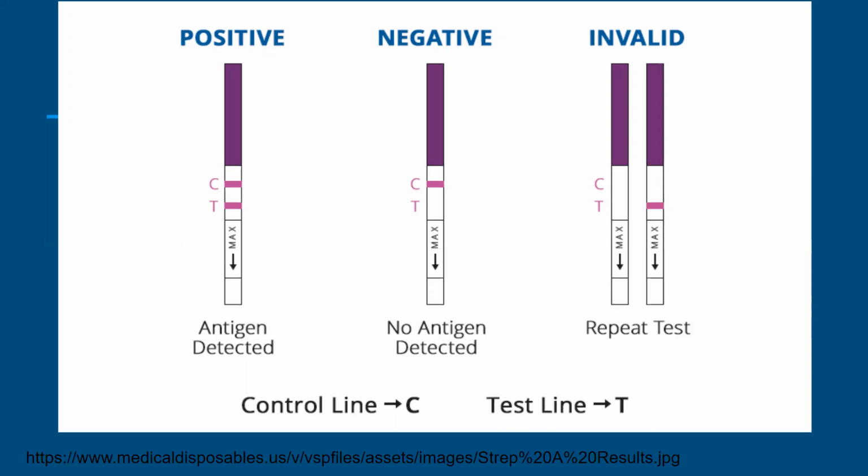So here on these test results, the first one indicates a positive. The test line indicates that the antigen they're testing for is detected, as well as the control line indicating that the results are valid. The middle picture is a negative result. The test line does not have a line there, and the control line is there, indicating the result was validated.